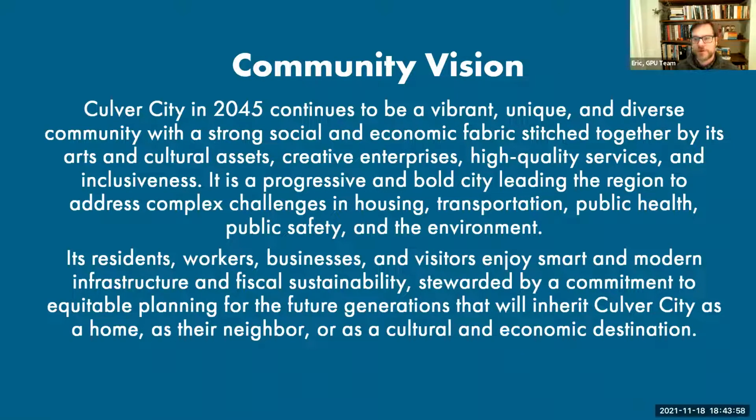And through that engagement process, we really worked with the community and you to develop and review a vision statement for the general plan. Now, the vision provides an umbrella for the general plan, and it really does articulate where we want to be in 2045. So Culver City in 2045 continues to be a vibrant, unique, and diverse community with a strong social and economic fabric stitched together by its arts and cultural assets, creative enterprises, high-quality services, and inclusiveness. It is a progressive and bold city leading the region to address complex challenges in housing, transportation, public health, public safety, and the environment. Its residents, workers, and businesses and its visitors enjoy smart and modern infrastructure and fiscal sustainability, stewarded by a commitment to equitable planning for future generations that will inherit Culver City as a home, as their neighbor, or as a cultural and economic destination.